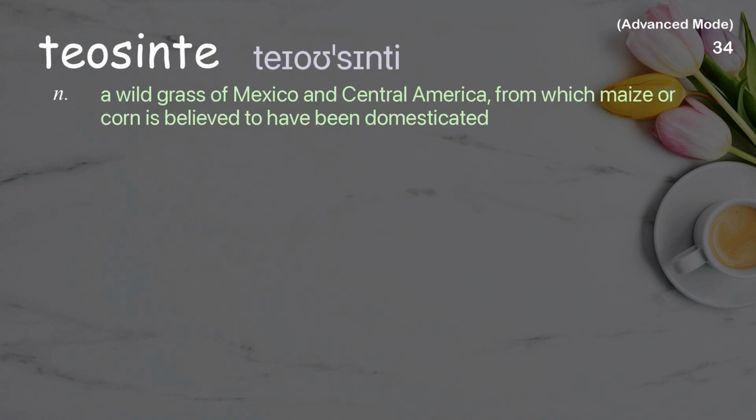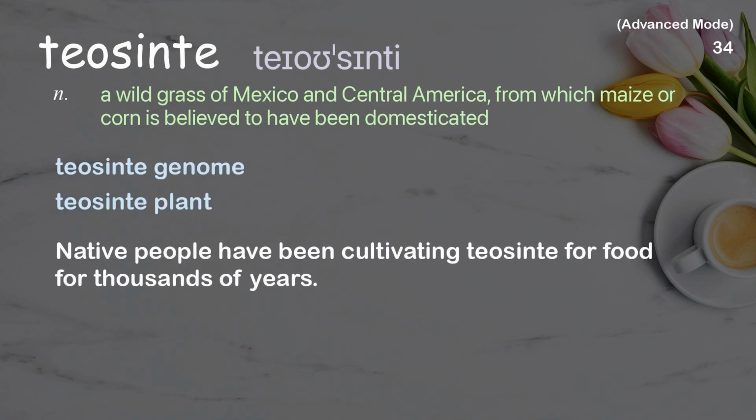Teosinte. A wild grass of Mexico and Central America, from which maize or corn is believed to have been domesticated. Examples: Teosinte genome. Teosinte plant. Native people have been cultivating teosinte for food for thousands of years.